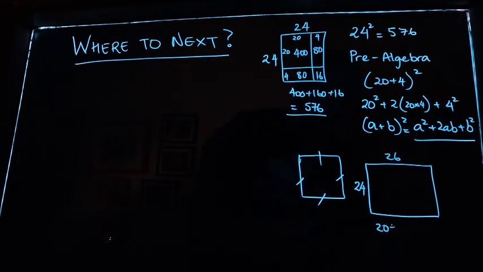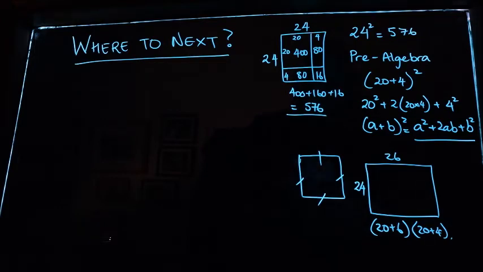We could have 20 plus 6 multiplied by 20 plus 4, and we could work that stuff out. So there'll be less squares involved, but again, that's a second thing, a second direction that you can take this.